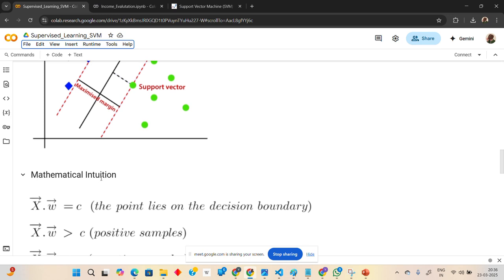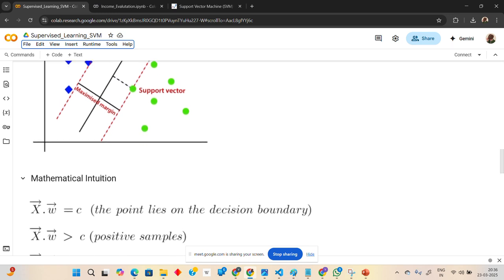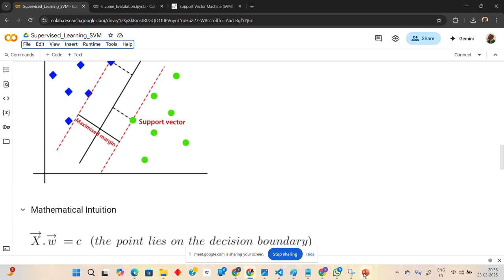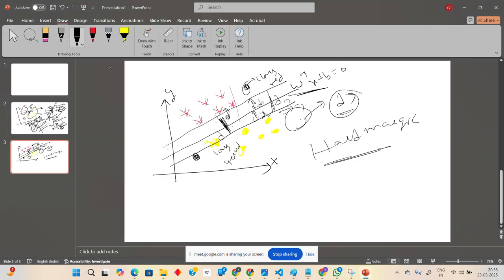How does it actually work? It works basically with the help of the dot product. Let me show you how it is going to work.